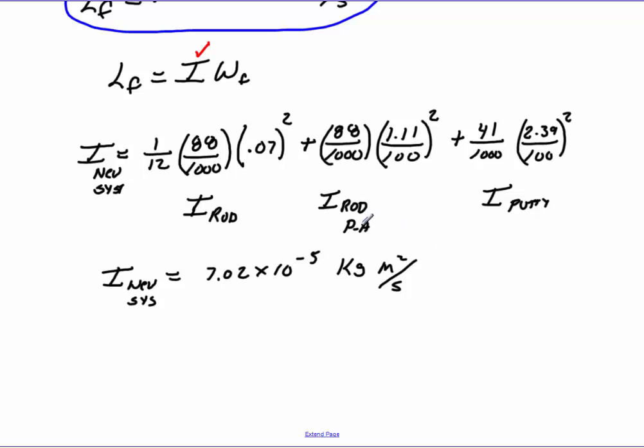PA. What's that? I just said parallel axis theorem. Can someone confirm that or close to it? Wait, is it angular momentum? What's that now? Okay.